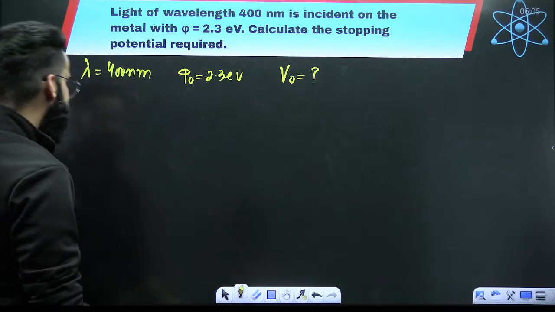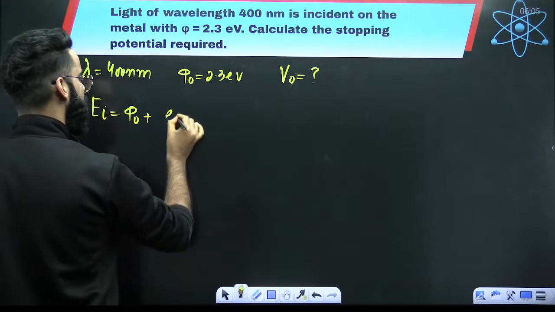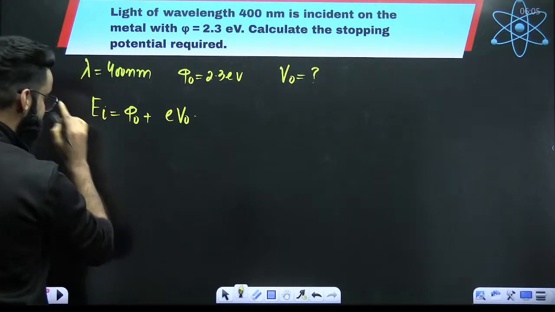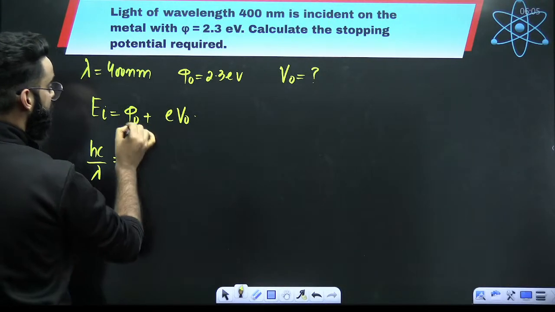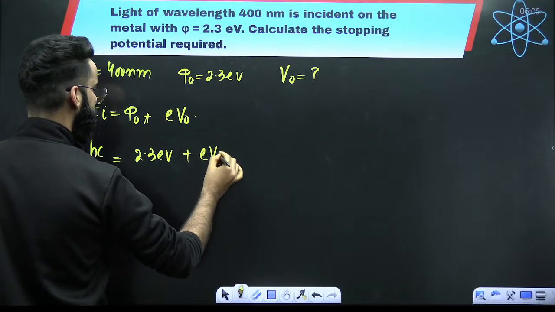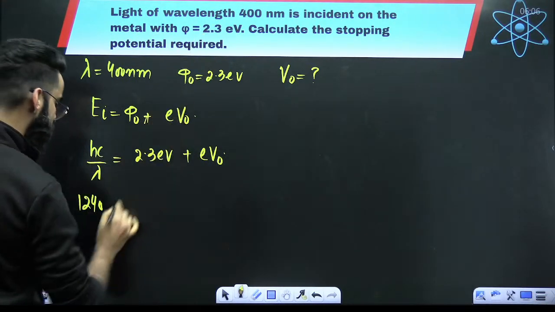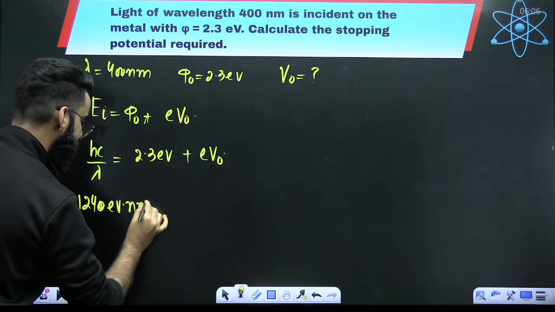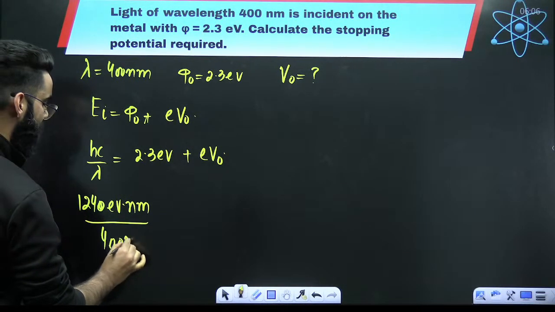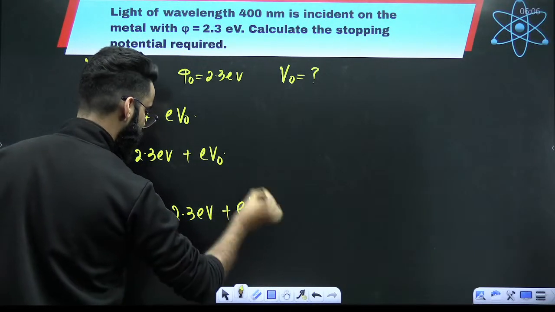V0. Basic equation you know. Incident energy is equal to phi naught plus KE max. Instead of KE max, you can write eV0. V0 you have to calculate. Now, incident energy is equal to hc divided by lambda, which is equal to, this particular term already you know, this is 2.3 electron volts, plus eV0. Right, guys? Now, hc, what is hc? It is 1240 electron volt nanometers, so 1240 electron volt nanometer divided by lambda. How much is lambda? Lambda is 400 nanometer, equal to 2.3 electron volt plus eV0.